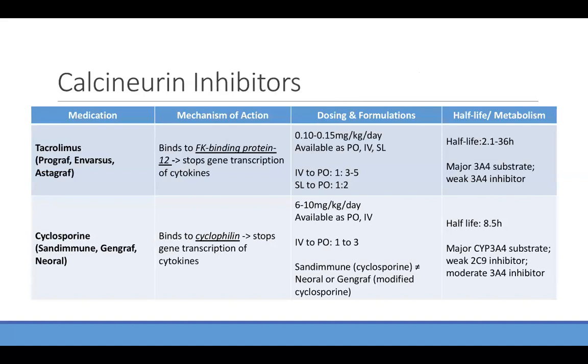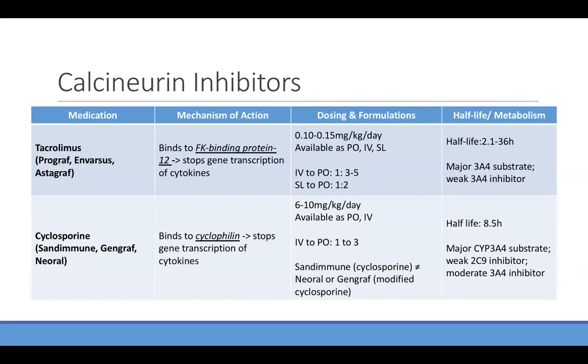They both have the same mechanism. They're both calcineurin inhibitors, but where they bind is a little bit different. Tacrolimus binds to the FK binding protein 12, and it stops gene transcription of cytokines. So this works in T cells. Cyclosporin binds to cyclophilin, which again stops gene transcription of the cytokines, and that works in T cells as well. You can see that there are different dosing and different formulations that we have.